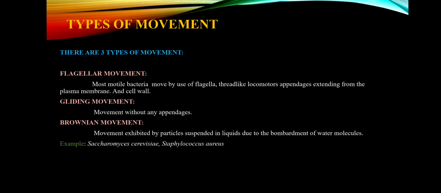Types of movement. There are three types of movement: flagellar movement, gliding movement and Brownian movement. Flagellar movement: most motile bacteria move by use of flagella, thread-like locomotor appendages extending from the plasma membrane and cell wall. Next, gliding movement. It is a sliding movement without any appendages, that means without using flagella. Next, Brownian movement.